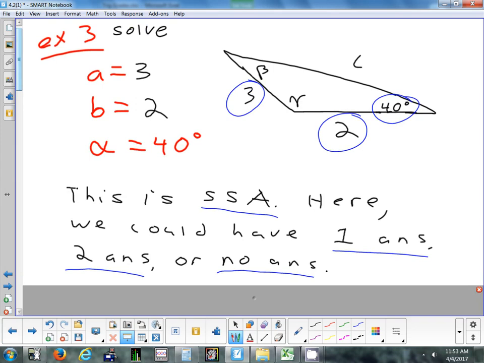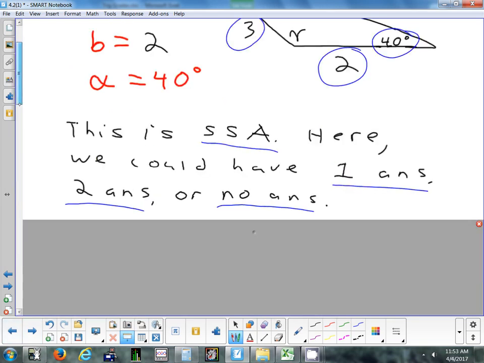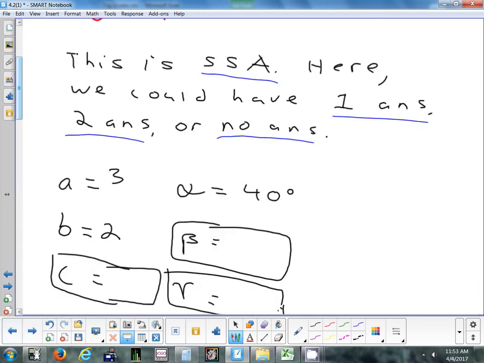Okay, so we're going to try to solve this one and see what happens. If it's 1 solution, 2 solutions, or no solution. Okay, so now I've set it up like you're used to seeing in the table. I've got my 3 sides, my 3 angles.